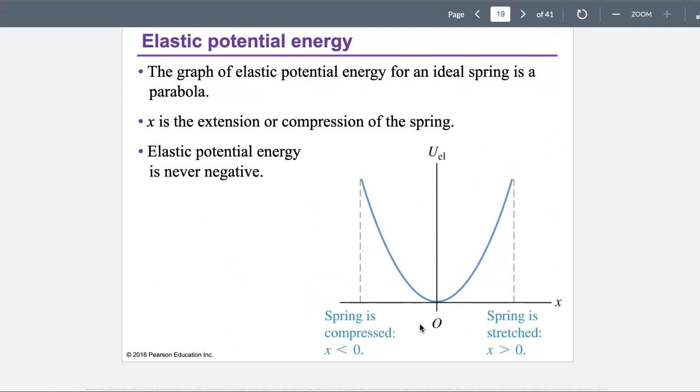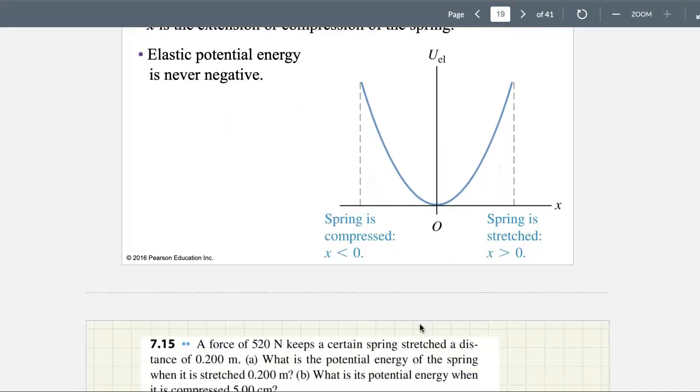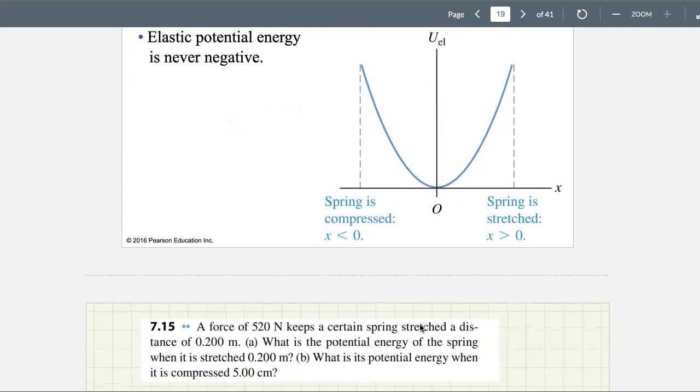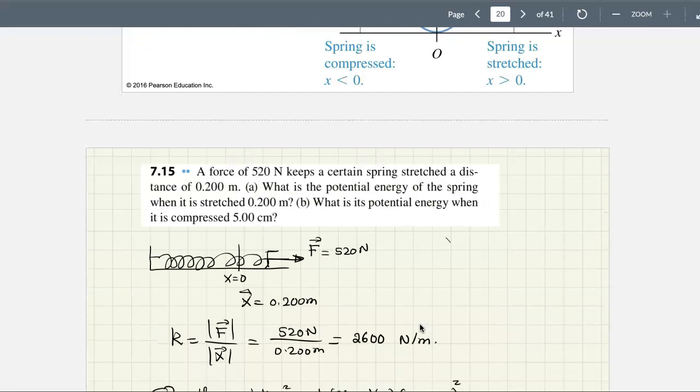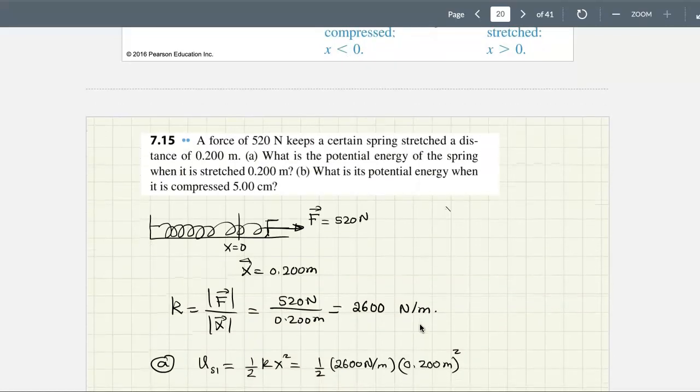This is the graph of elastic potential energy for an ideal spring. It is a parabola like y equals x squared. Elastic potential energy is always positive because that x is squared.